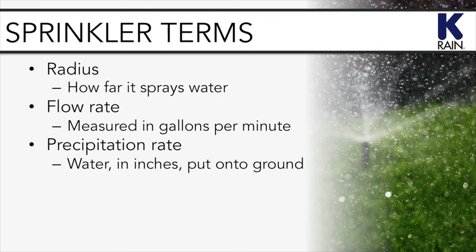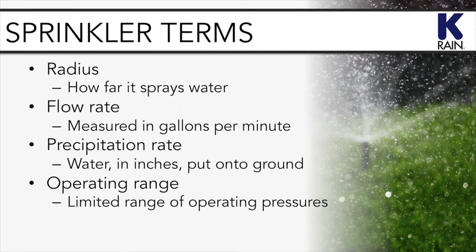Square spacing refers to a grid of squares, with sprinkler heads at each corner. Triangular spacing refers to a grid of equilateral triangles, with sprinkler heads at each corner. Triangular spacing is more efficient and has higher precipitation rates.